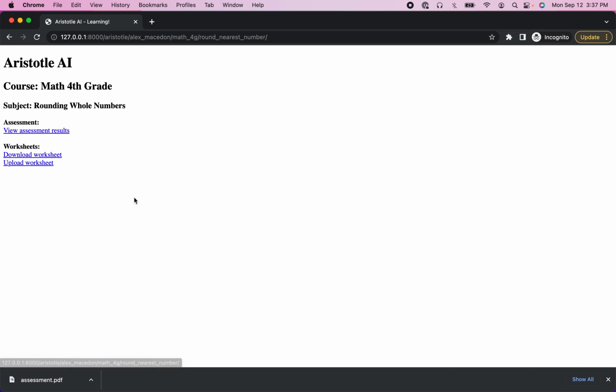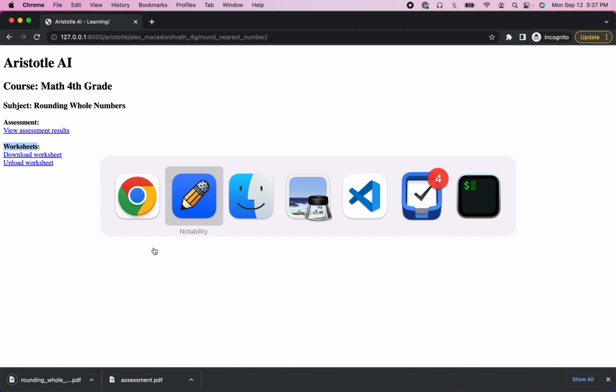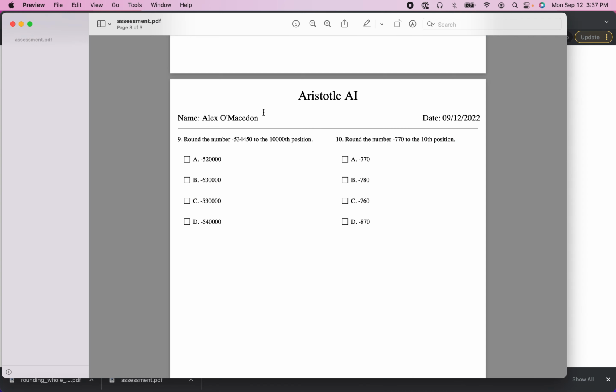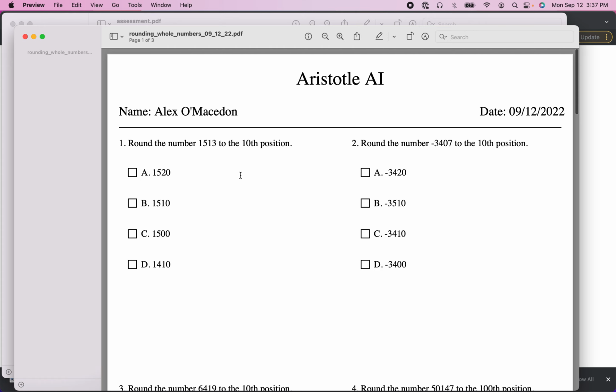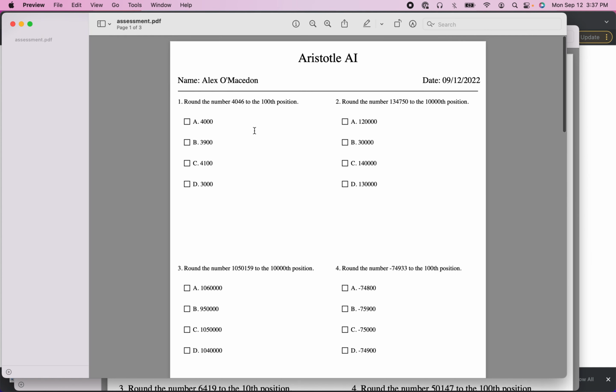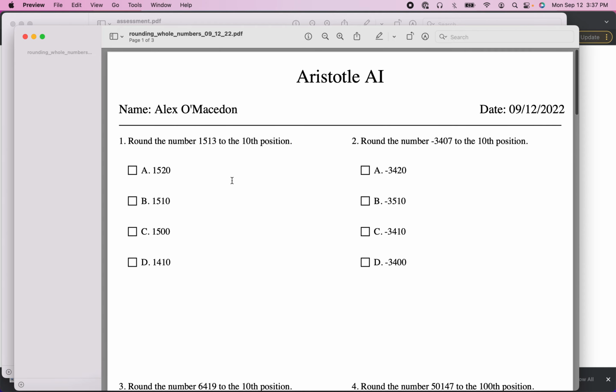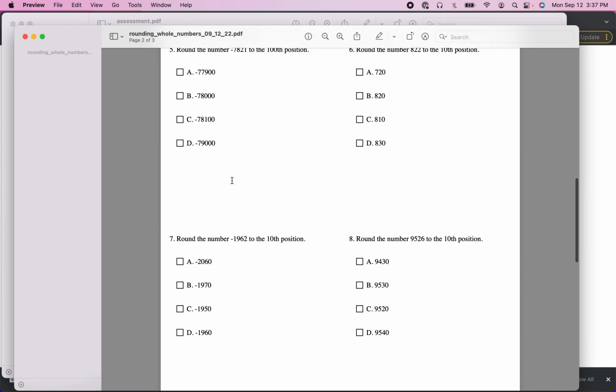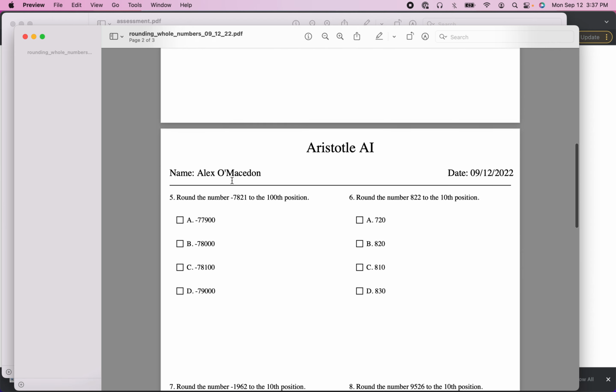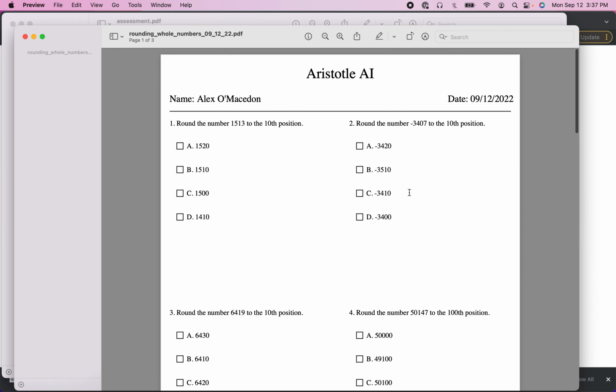We can look back here. In addition to filling out the assessment in the back end, it already created another worksheet for the student to work on. With this worksheet we can see that we have different problems, like 4,046 and 1,513. Again, we have 10 problems here for the student to fill out, and these are generated based on how well they did in the concept tree.